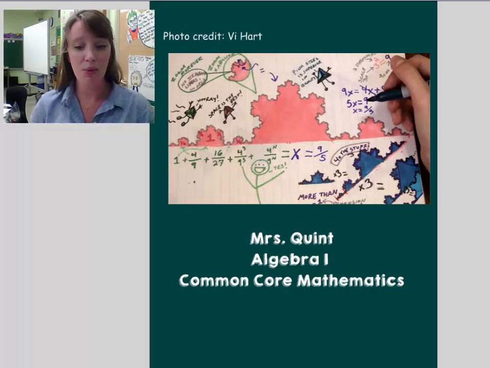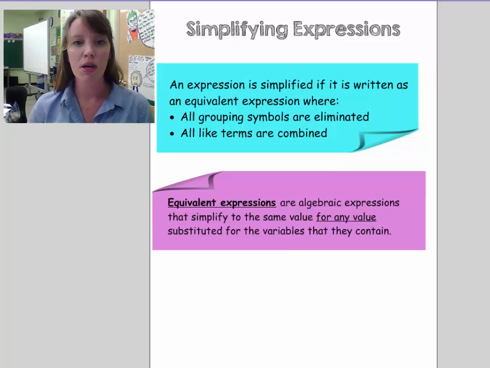Welcome back. Today we're going to talk about simplifying expressions. So an expression is simplified if it is written as an equivalent expression where all the grouping symbols are eliminated and all like terms are combined. Okay? And the definition for equivalent expressions is that they are algebraic expressions that simplify to the same value for any value substituted for the variables that they contain.